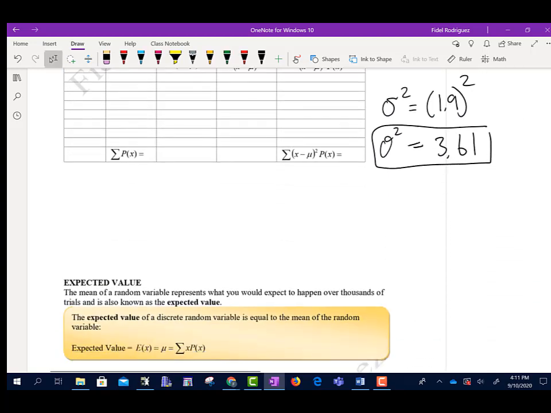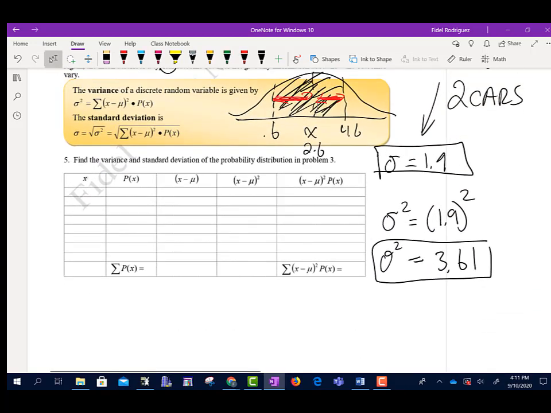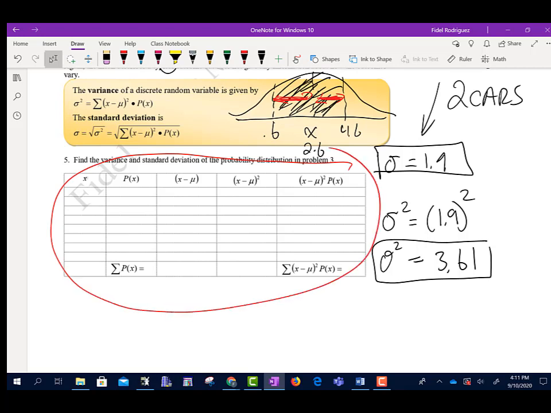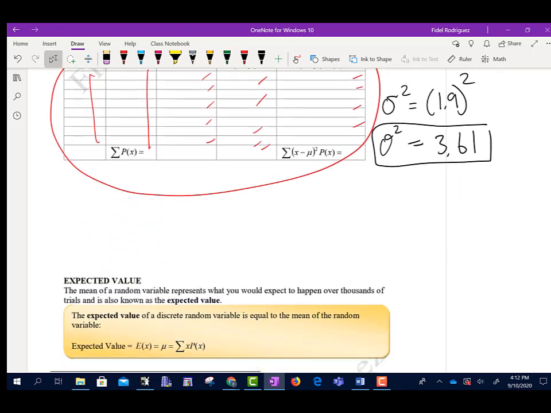Okie dokie. So again, we could have done this calculation by hand, but guys, this would be very, very time consuming, right? I'm going to make the same list that I had before. I'm going to subtract from the 2.6. I'm going to square those numbers. I'm going to multiply them each by their probability. I'm going to have to add them all up. And it's pretty time consuming. It's pretty messy, right? So that's one of the nice things about using the calculator.